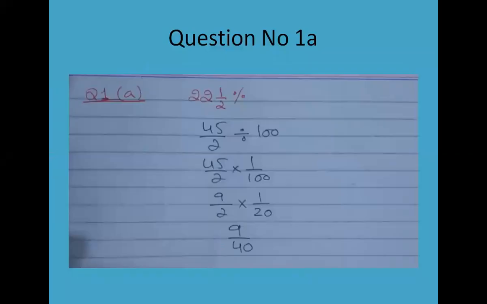Okay. So 22 whole 1 by 2%, 2 multiply 22, that will be 44, 44 plus 1, 45. So it's 45 by 2%, and % means divided by 100. So I will write 45 by 2 divided by 100. When I convert this divide sign into multiply, I will write 1 by 100, because when you convert the divide sign into multiply, you flip this fraction. Okay, so it will become 1 by 100. With the table of 5, you can cancel 45 and 100. So you will have 9 by 2 multiply 1 by 20. So your answer will be 9 by 40. So 22 whole 1 by 2% as a fraction will be 9 by 40.